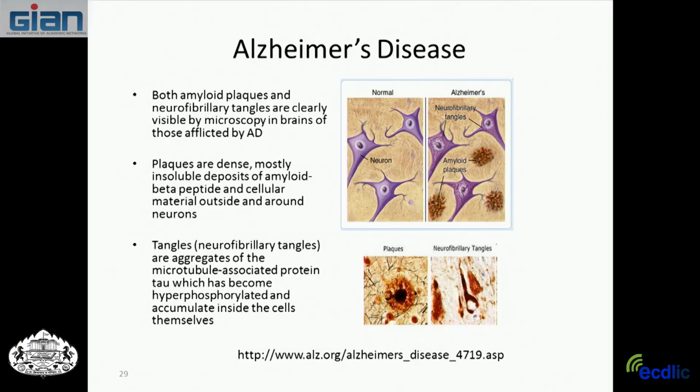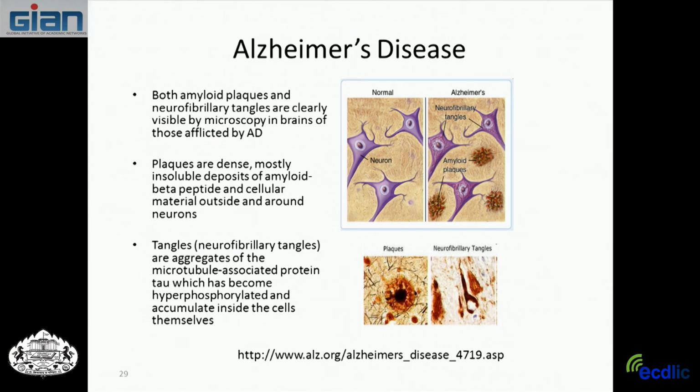And just to conclude this memory and learning talk, Alzheimer's disease also is characterized by the presence of these neurofibrillary tangles and these amyloid plaques that I mentioned that they can now image in PET using these radionuclide tracers. So both amyloid plaques and neurofibrillary tangles are clearly visible. If you take somebody's brain from an Alzheimer's case after they pass away, you dissect it, and you can see very clearly these plaques and these tangles. And the plaques are dense, mostly insoluble deposits of amyloid beta peptides and cellular materials around and outside the neurons. And you can see the cartoon picture at the top and the actual microscopy pictures on the bottom there. On the left shows an amyloid plaque.